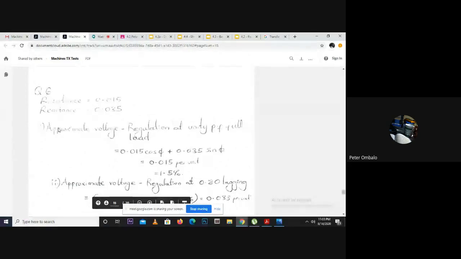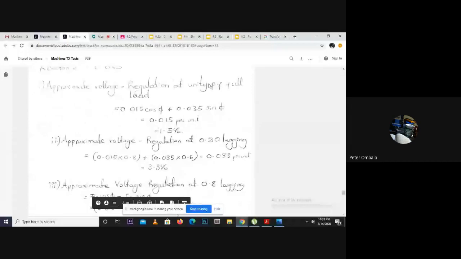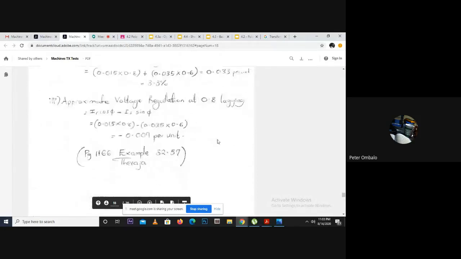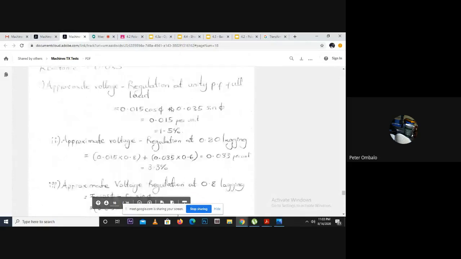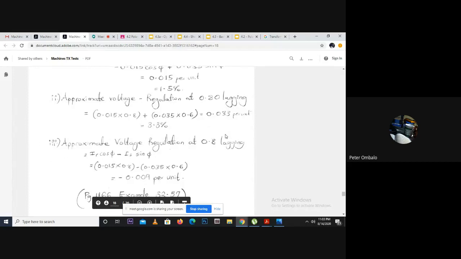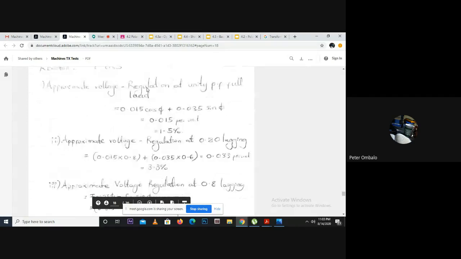So we were supposed to calculate the approximate voltage regulation at unity power factor, at 0.8 power factor lagging, and at 0.8 power factor leading. So when it's leading, we said it's minus. When it's lagging, we said it's plus.